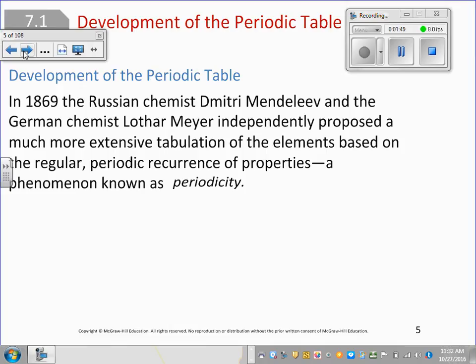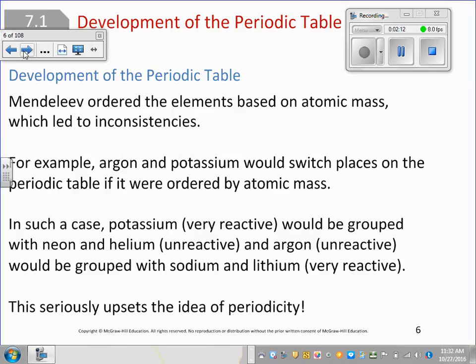1869, Mendeleev and Meyer independently proposed a different tabulation based on the regular periodic recurrence of properties. This is called periodicity, hence the name periodic table. So Mendeleev ordered everything on atomic mass again. But again, it led to inconsistencies. Nobody knew what was going on. So if you do it according to mass, argon and potassium would switch places.